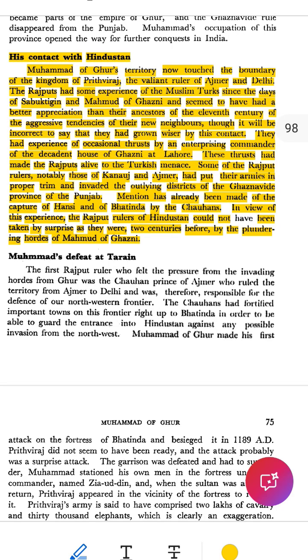3. The Rajputs had some experience of the Muslim Turks since the days of Sabuktigin and Mahmud of Ghazni.